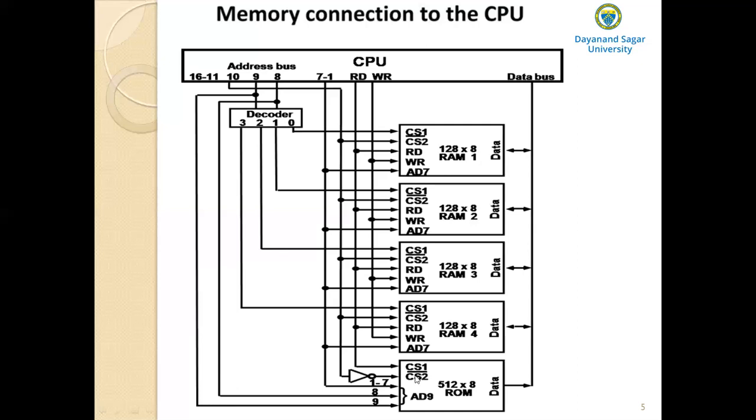In order to differentiate between RAM and ROM, which is the address line? Line number 10. If line number 10 is 1, the ROM chip is selected. If the address line 10 is 0, the RAM chip is selected. So if the address line 10 is 1, which chip will be selected? The ROM chip will be selected.